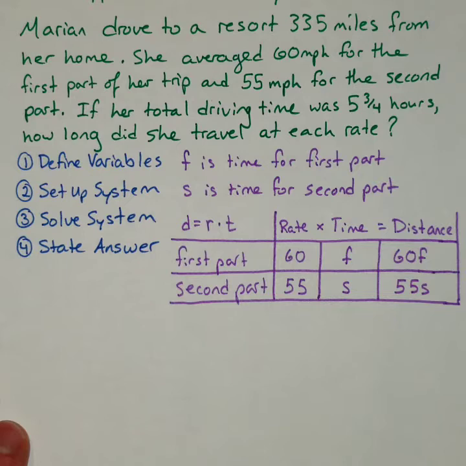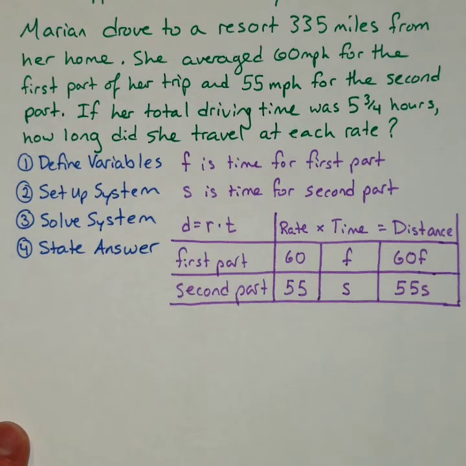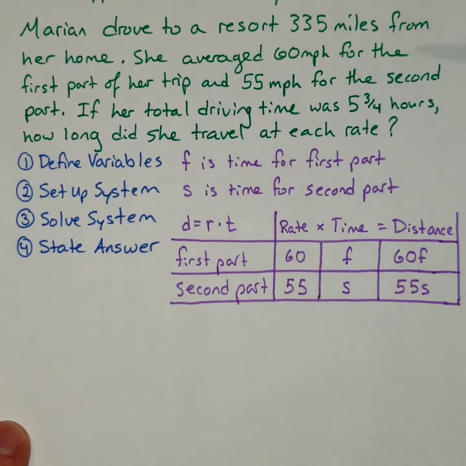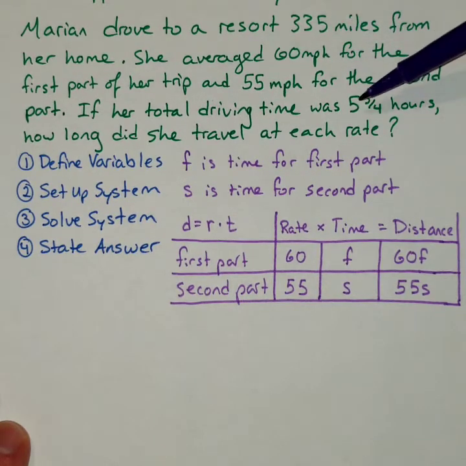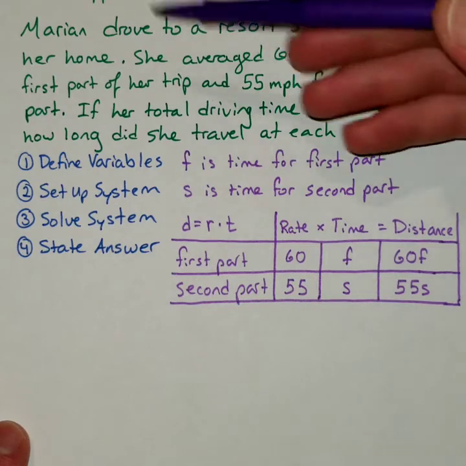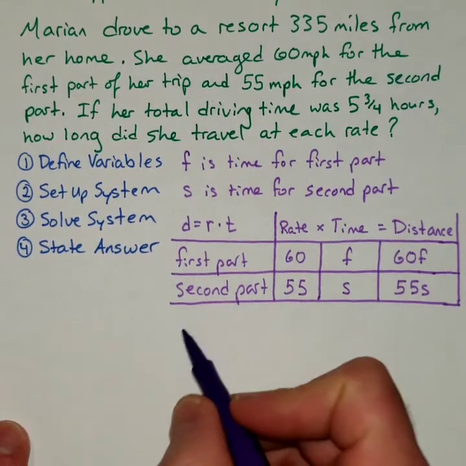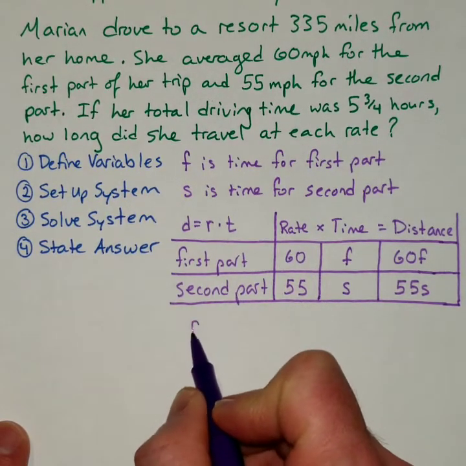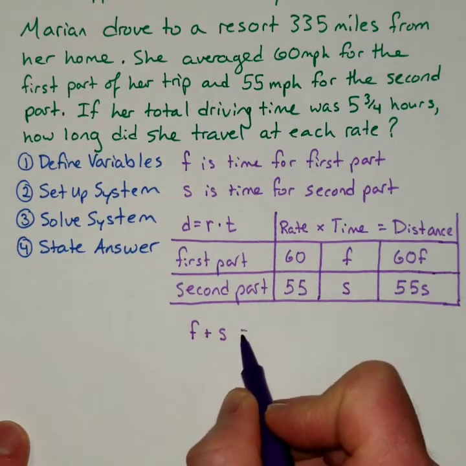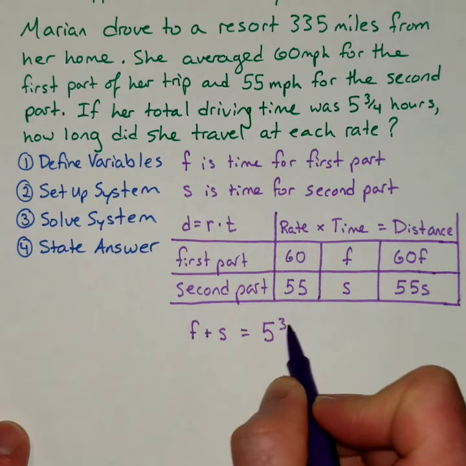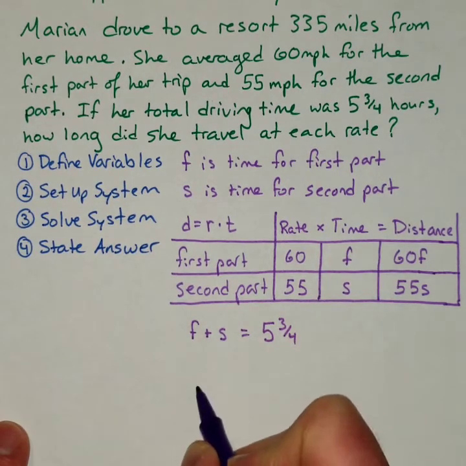And so if I want to construct a couple of equations, I need to use these 2 totals that are in the problem, the 5 3/4 hours and the 335 miles. The 2 times added together should equal her total driving time. Okay, so the first equation I'm going to use is the sum of f and s, that's the 2 times, equaling the total time it took, 5 3/4 hours.